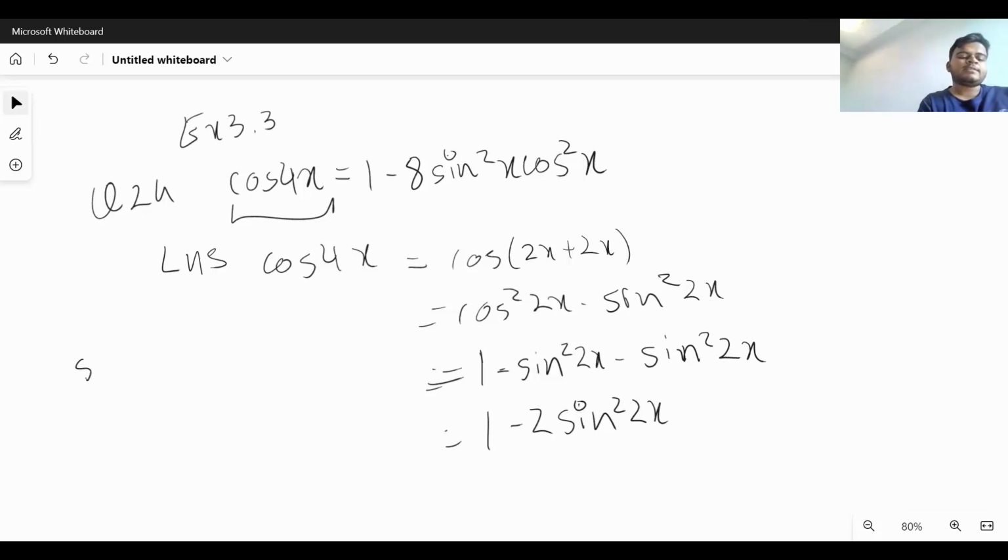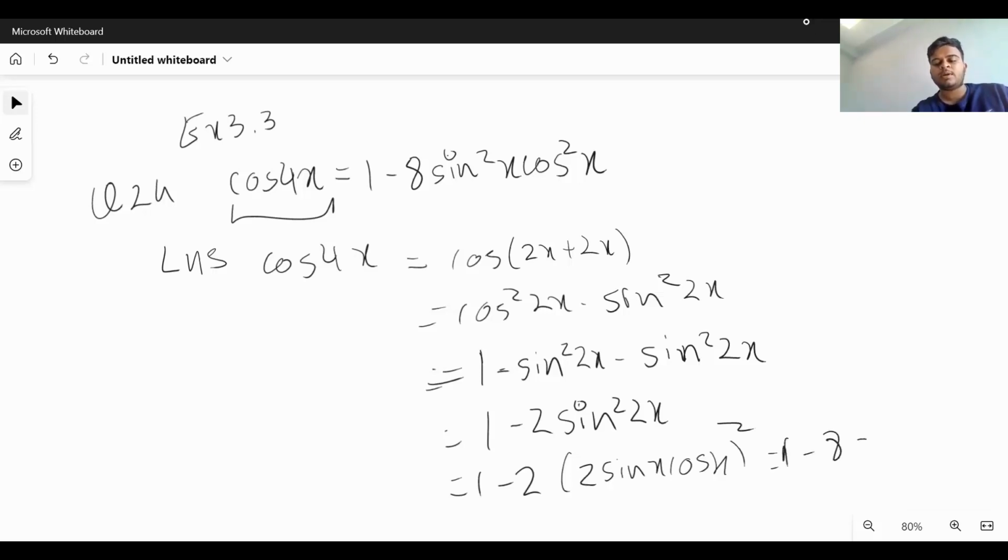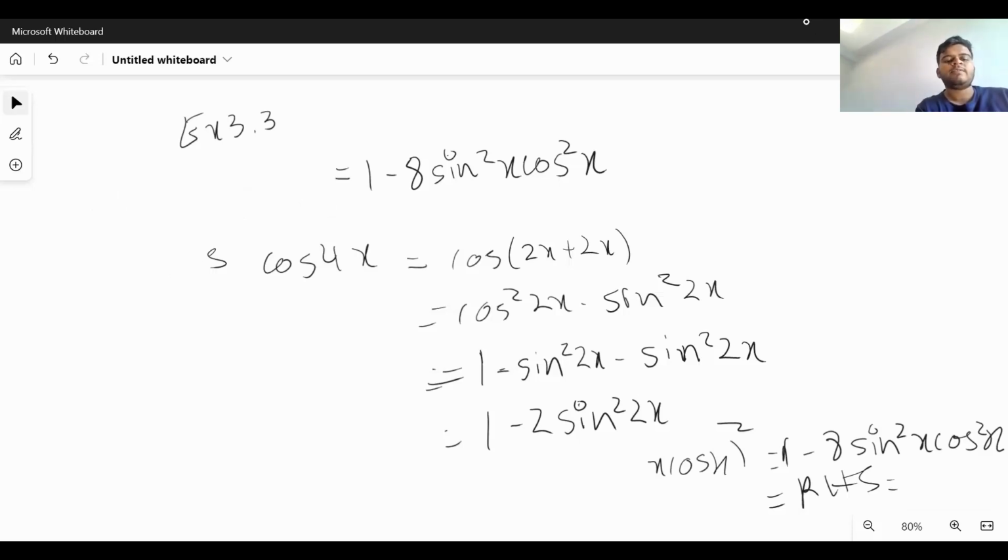Now we know that sine 2x is nothing but 2 times sine x cos x, correct? So that is what we are going to do. We are going to substitute the values. We'll get 1 minus 2 into the bracket 2 sine x cos x, and that is nothing but the whole square. That is nothing but 1 minus 8 sine square x cos square x. Correct. And that is nothing but our RHS. So this is the question solved. Move on to the 25th question.